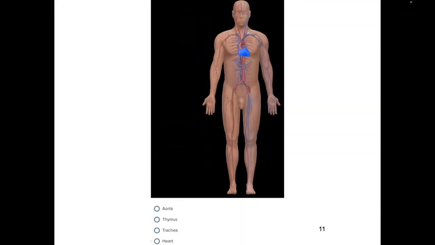Okay, now here, aorta, thymus, trachea, or heart. So the blue structure, that would be the heart. If it was the aorta, that's this large red blood vessel right there. That's the aortic arch. Thymus, that's part of the endocrine system. And trachea, that would be the windpipe, but you can't see that.